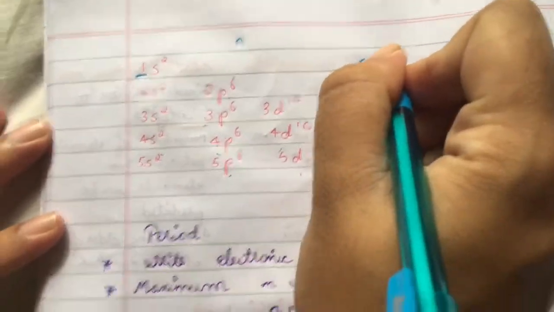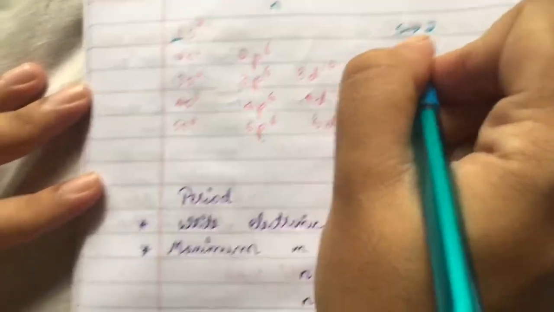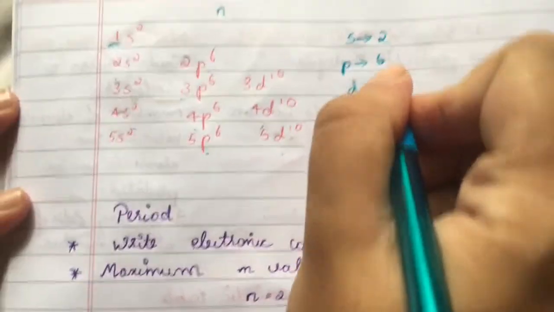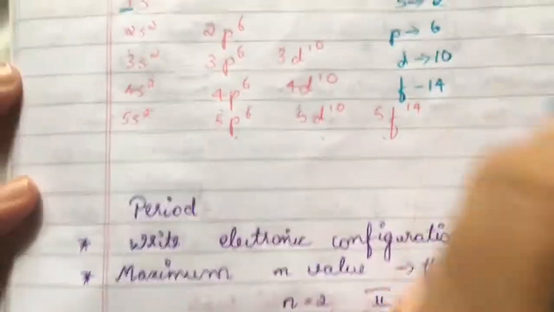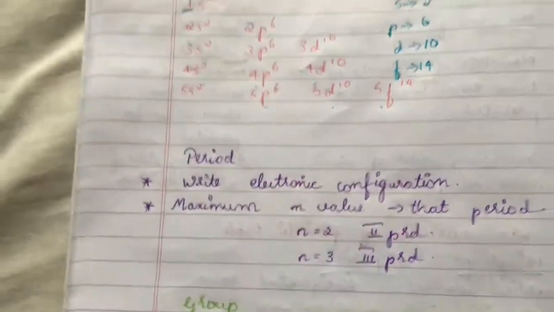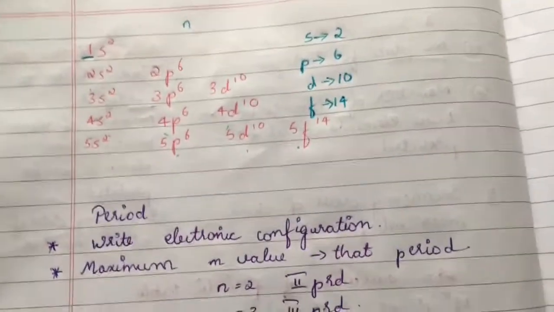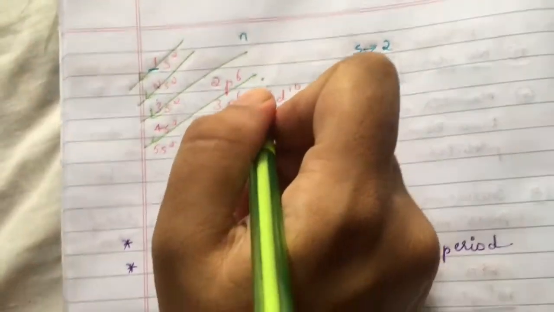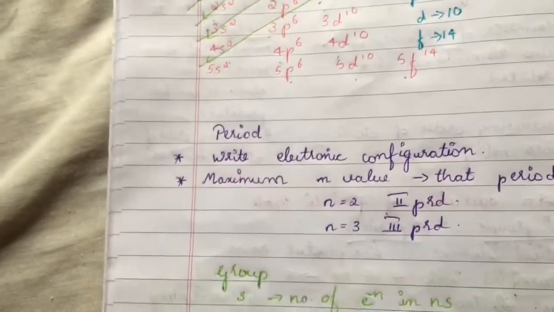Here the maximum number of electrons which can be accommodated in the s subshell is 2, in the p subshell is 6, in the d subshell is 10, and in the f subshell is 14. This thing you should keep in your mind. You might be familiar with the Aufbau principle. Let us see how to write this electronic configuration.